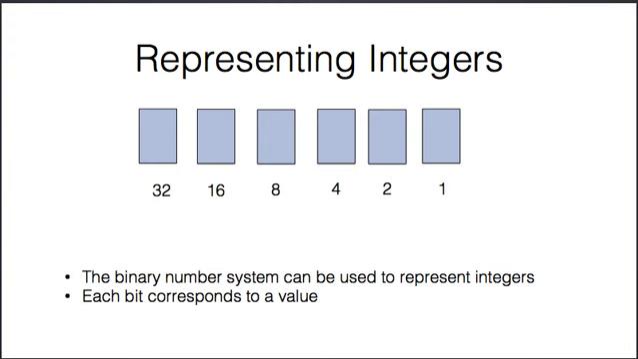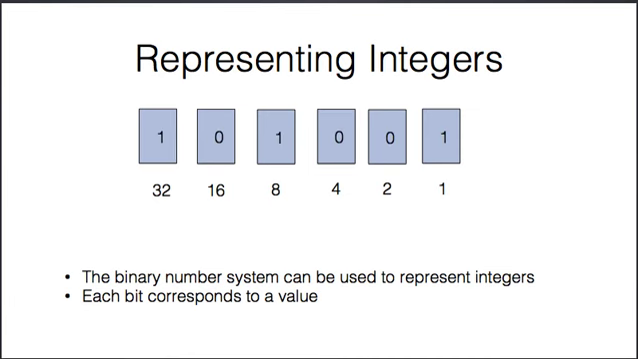275. In the binary system, the rightmost bit represents 1. If that value is 0, then it's 0. If the value of the bit is 1, then it contributes 1 to the total. The next significant bit is representing 2. If that has a value of 1 in the bit, it's worth 2. If it has a value of 0, it's worth nothing. The next one over is worth 4. The next one over is worth 8, and so on like that. So each bit corresponds to a value.